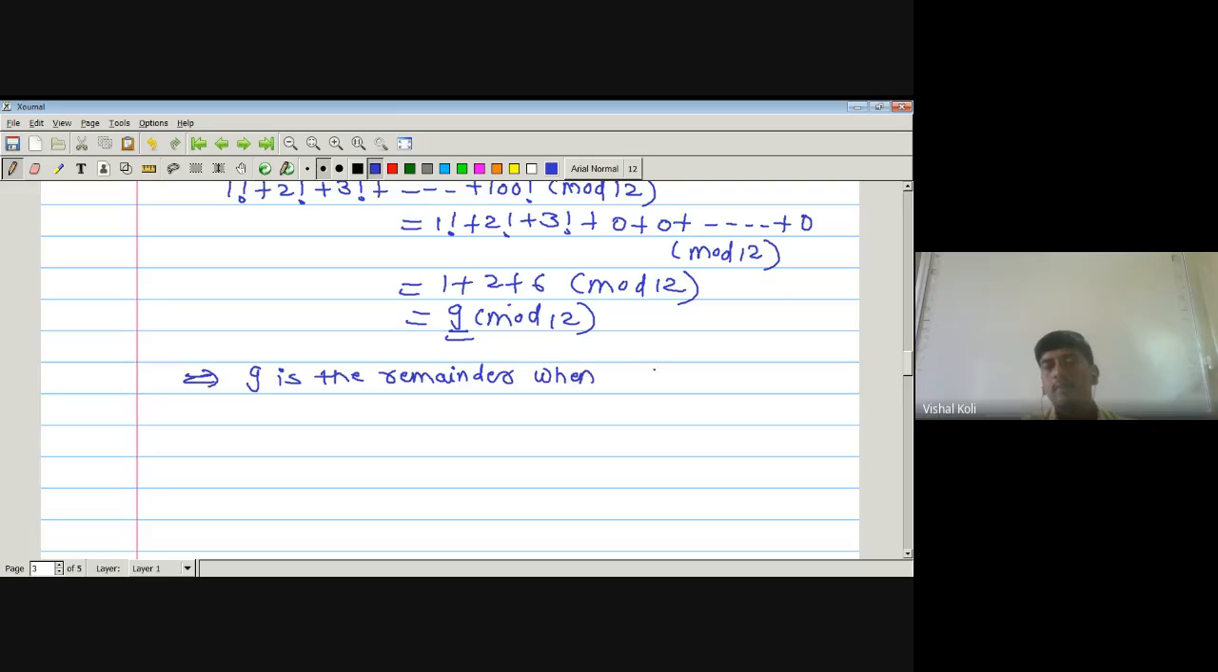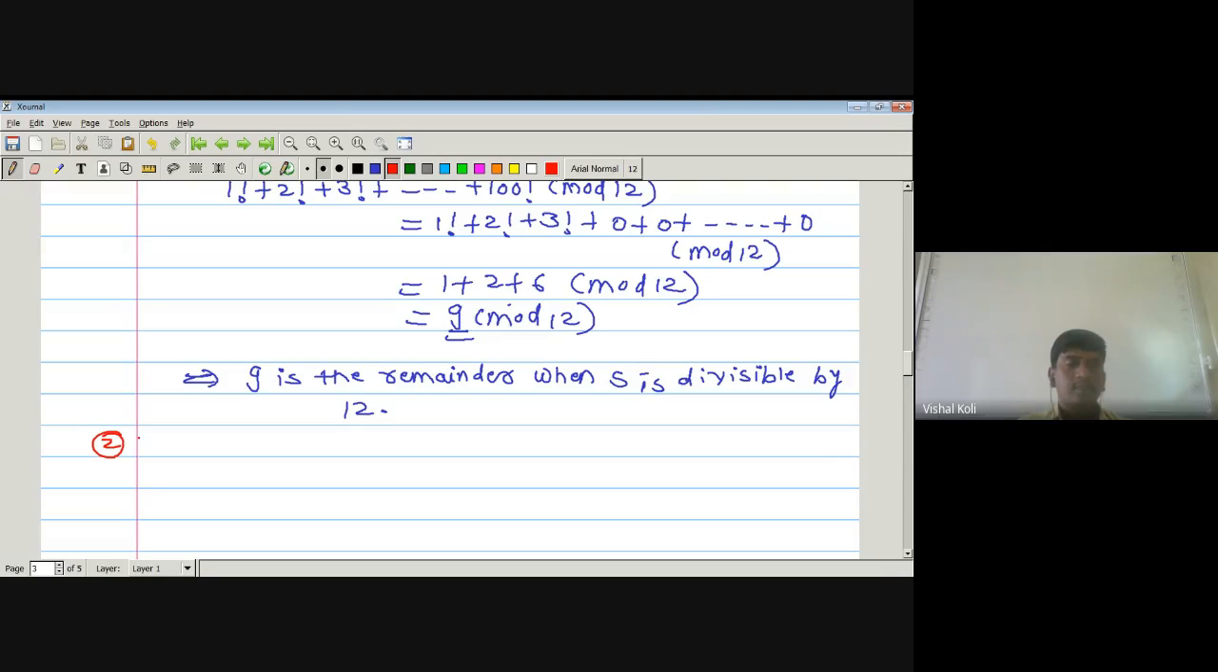9 is the remainder when 1 factorial plus 2 factorial plus up to 100 factorial is divisible by 12.